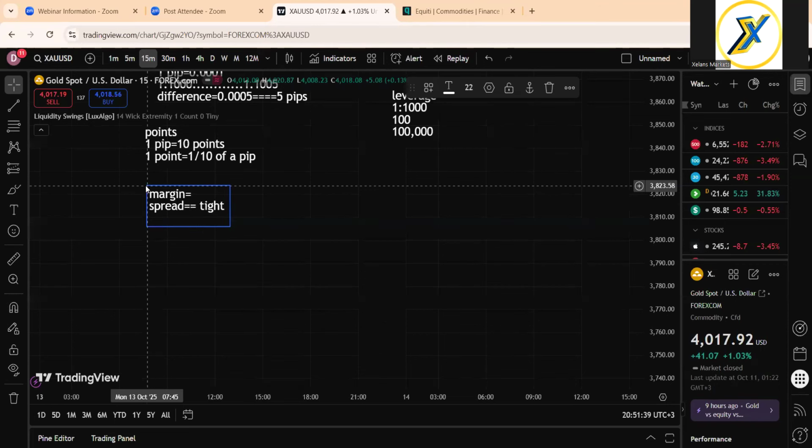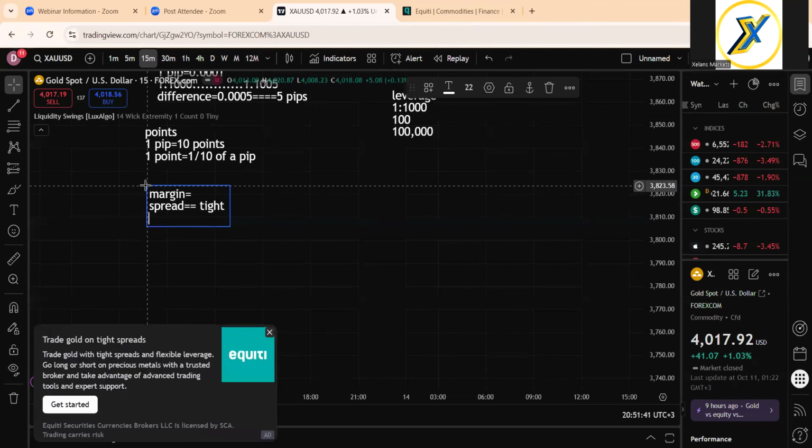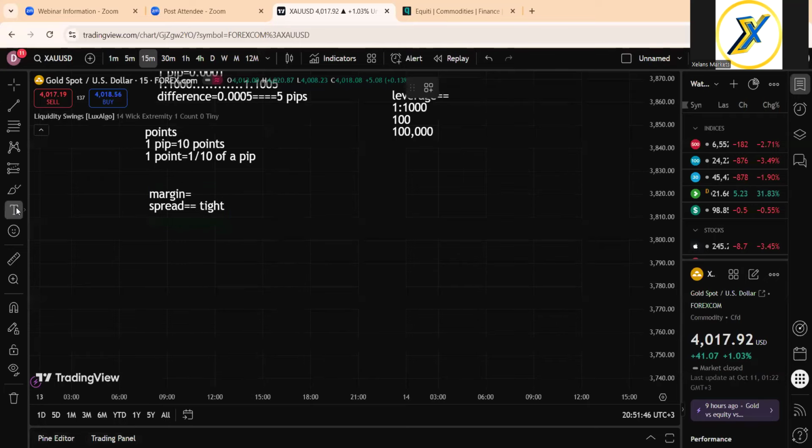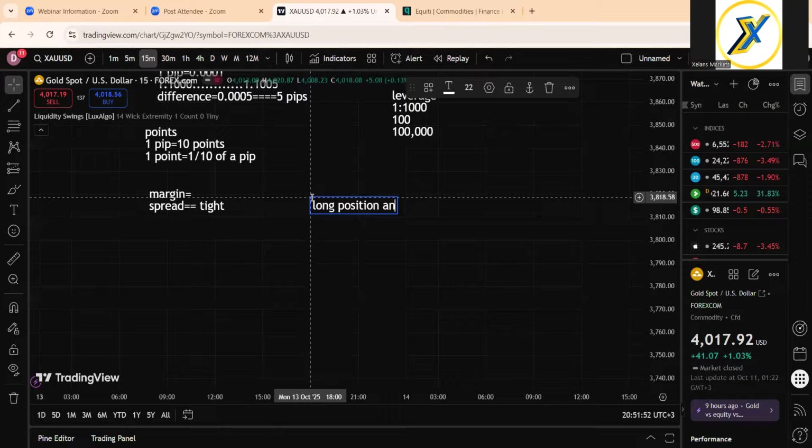Okay. And then now let's talk about what most people probably are looking forward to. We have what we call the long position and short position. Long positions are buys. It's not complicated, guys. Do not overthink.